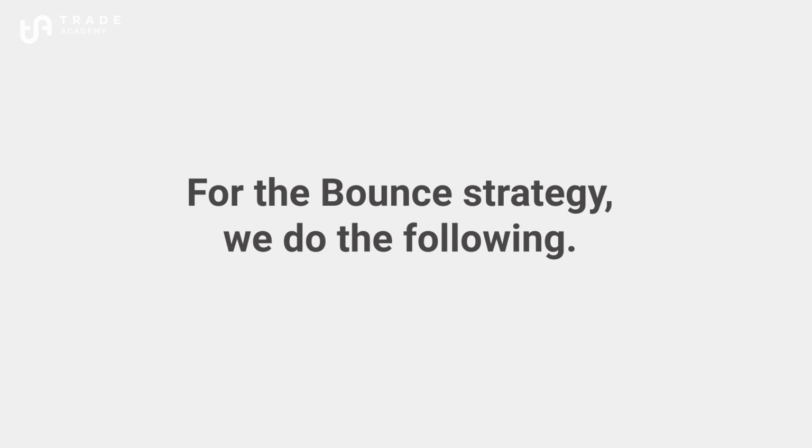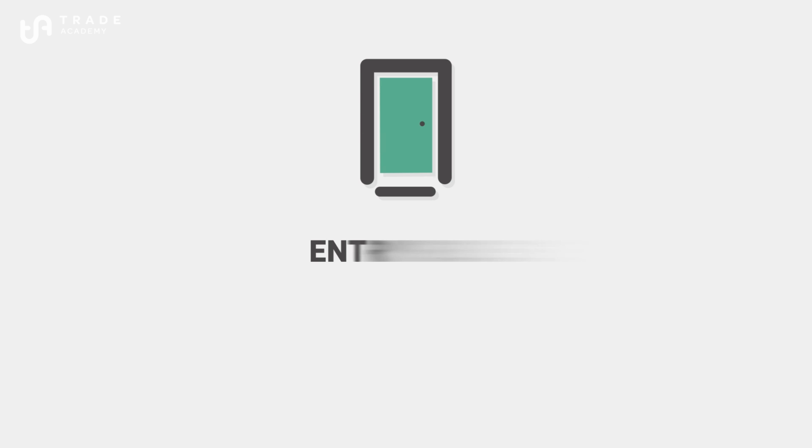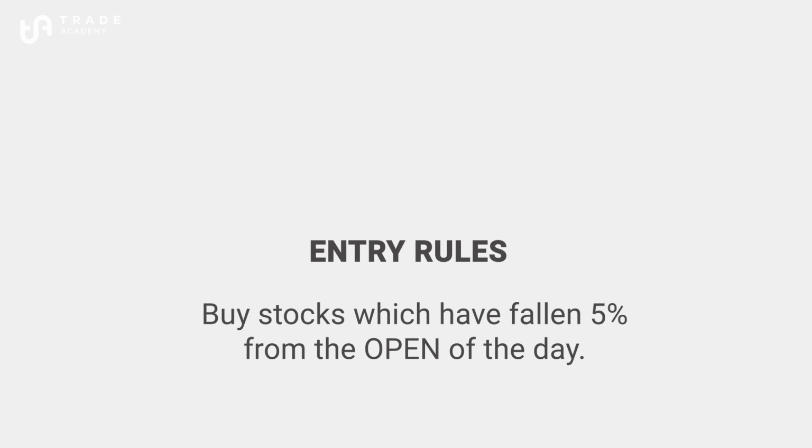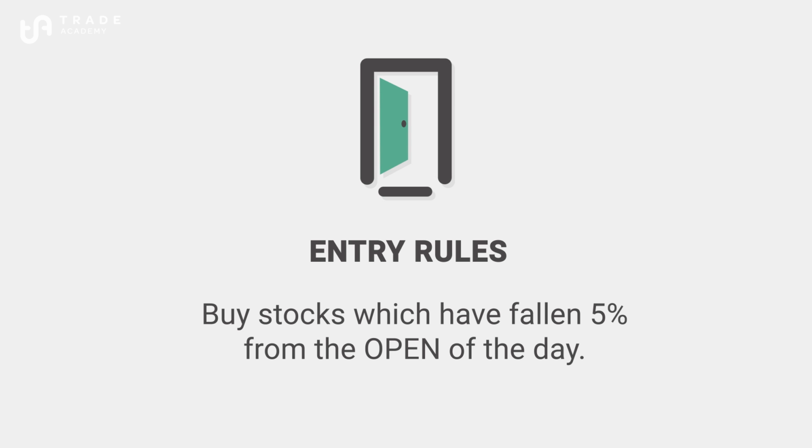For the bounce strategy, we do the following. For entry rules, buy stocks which have fallen 5% from the open of the day. So if Tata Steel opens at say 100, what price will you buy? Yes, that's right, 100 minus 5%, that's 95.